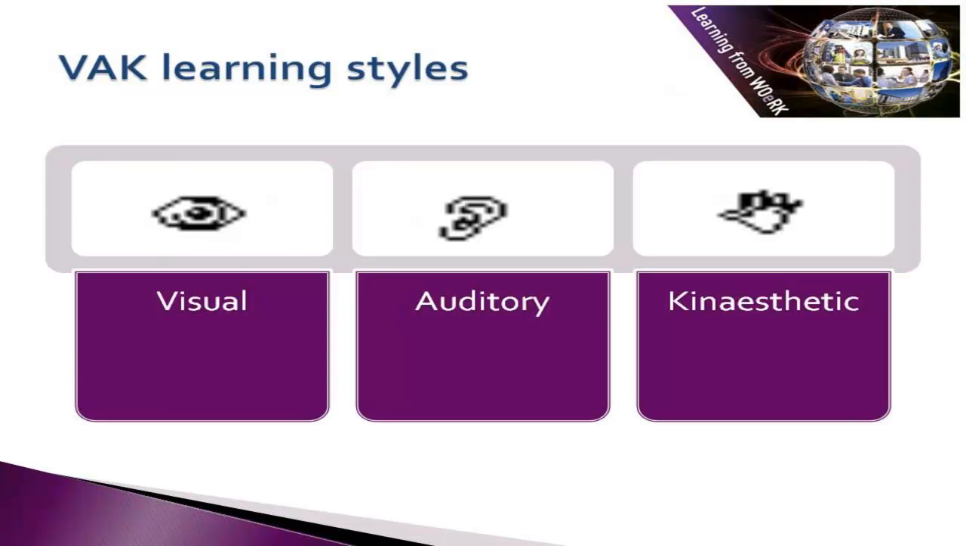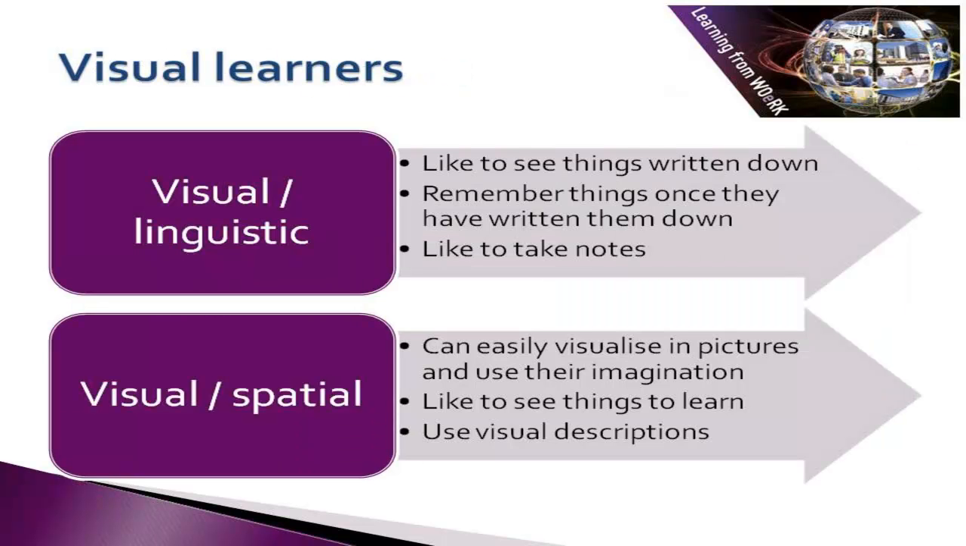So in this session we're going to look at the VAK learning styles, and VAK stands for visual, auditory and kinesthetic. Let's start with those with a preferred visual learning style. These can be divided into visual linguistic and visual spatial. People with a preference for visual linguistic like to see things written down and find it much easier to remember things if they're written down or if they write them down perhaps in the form of taking notes.